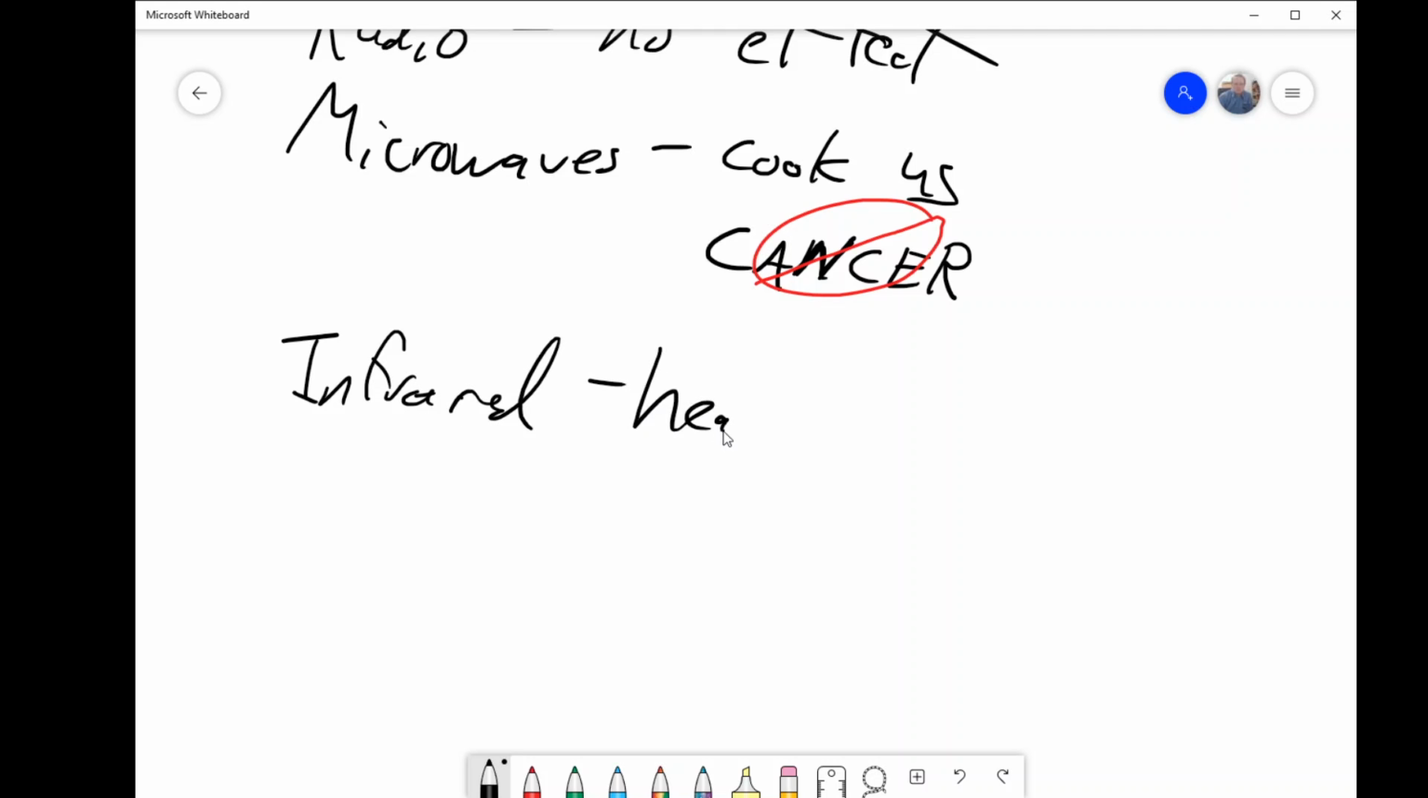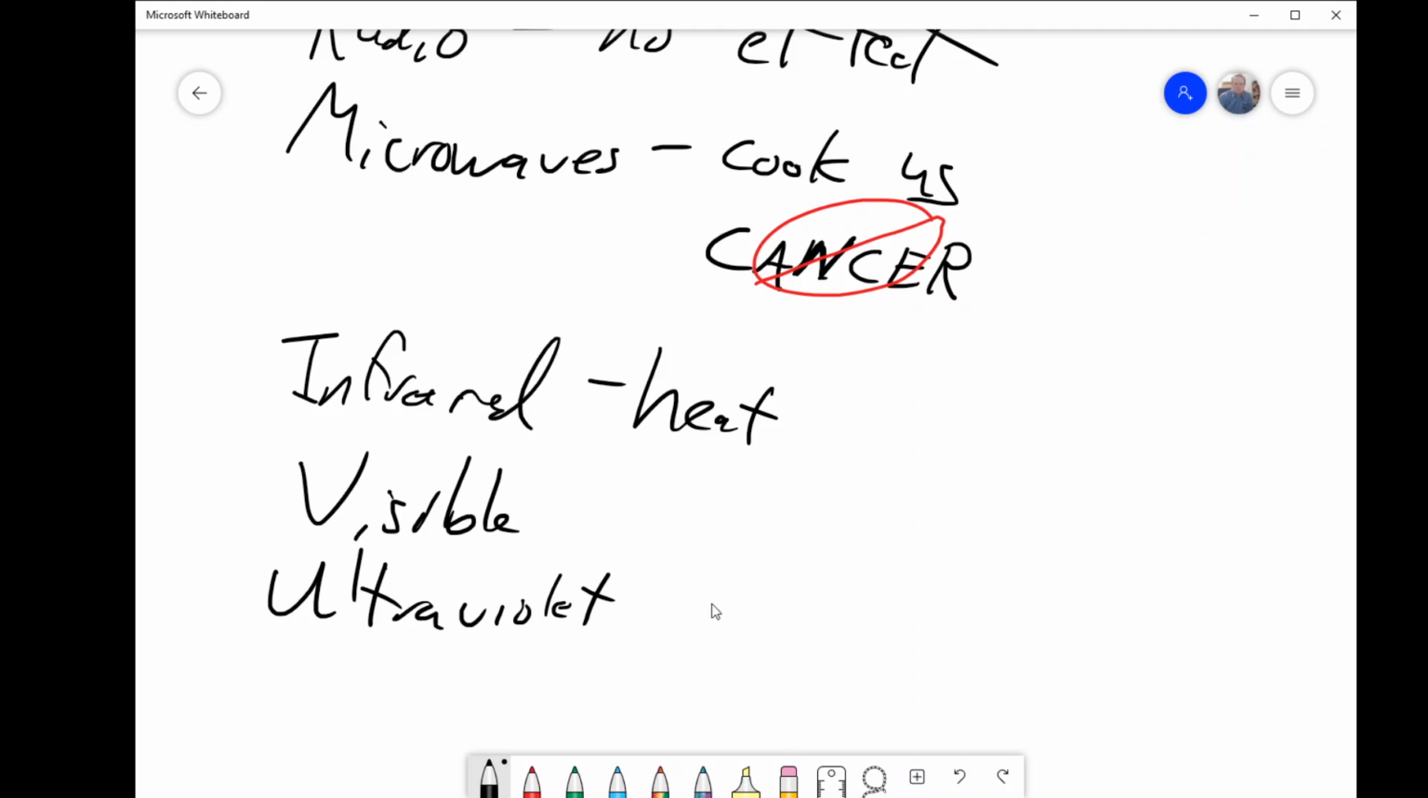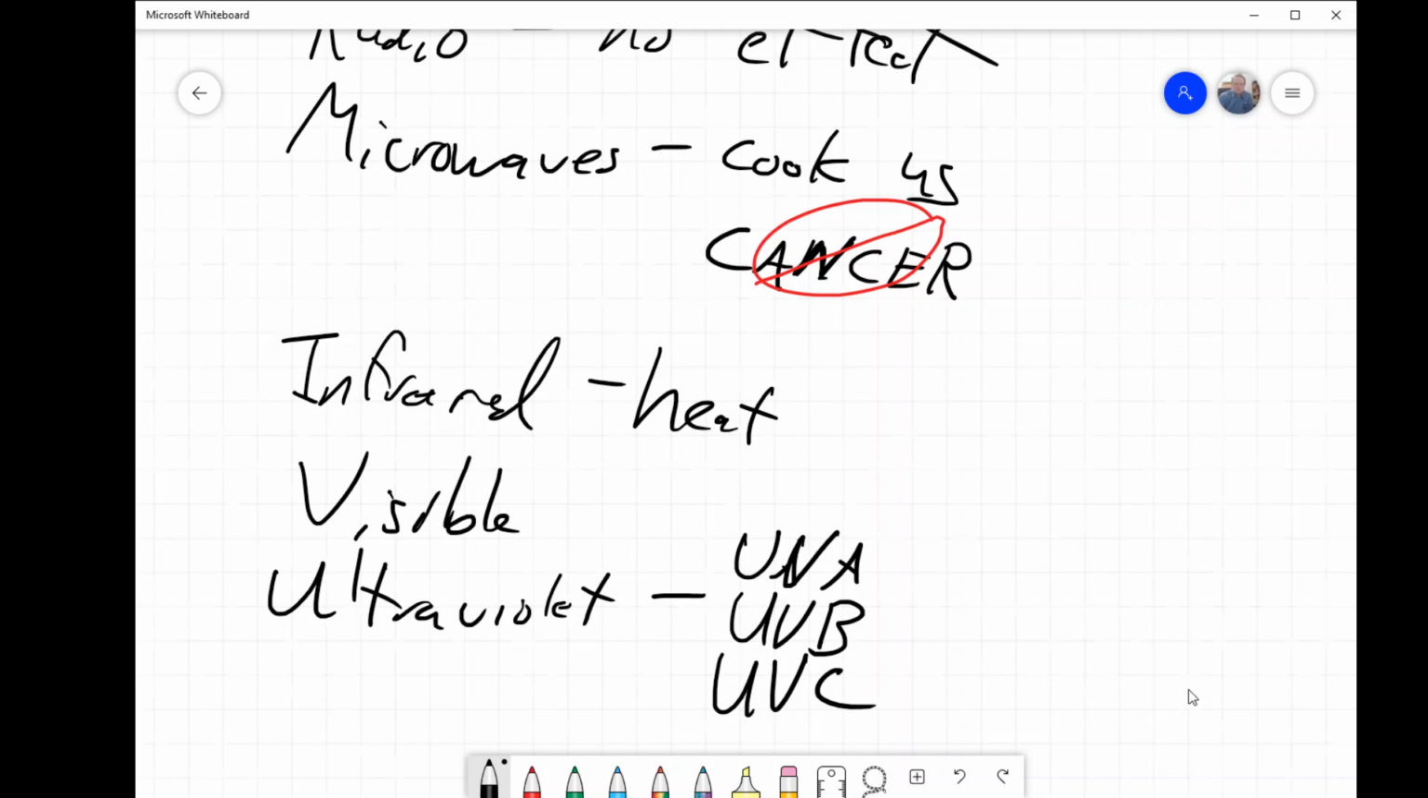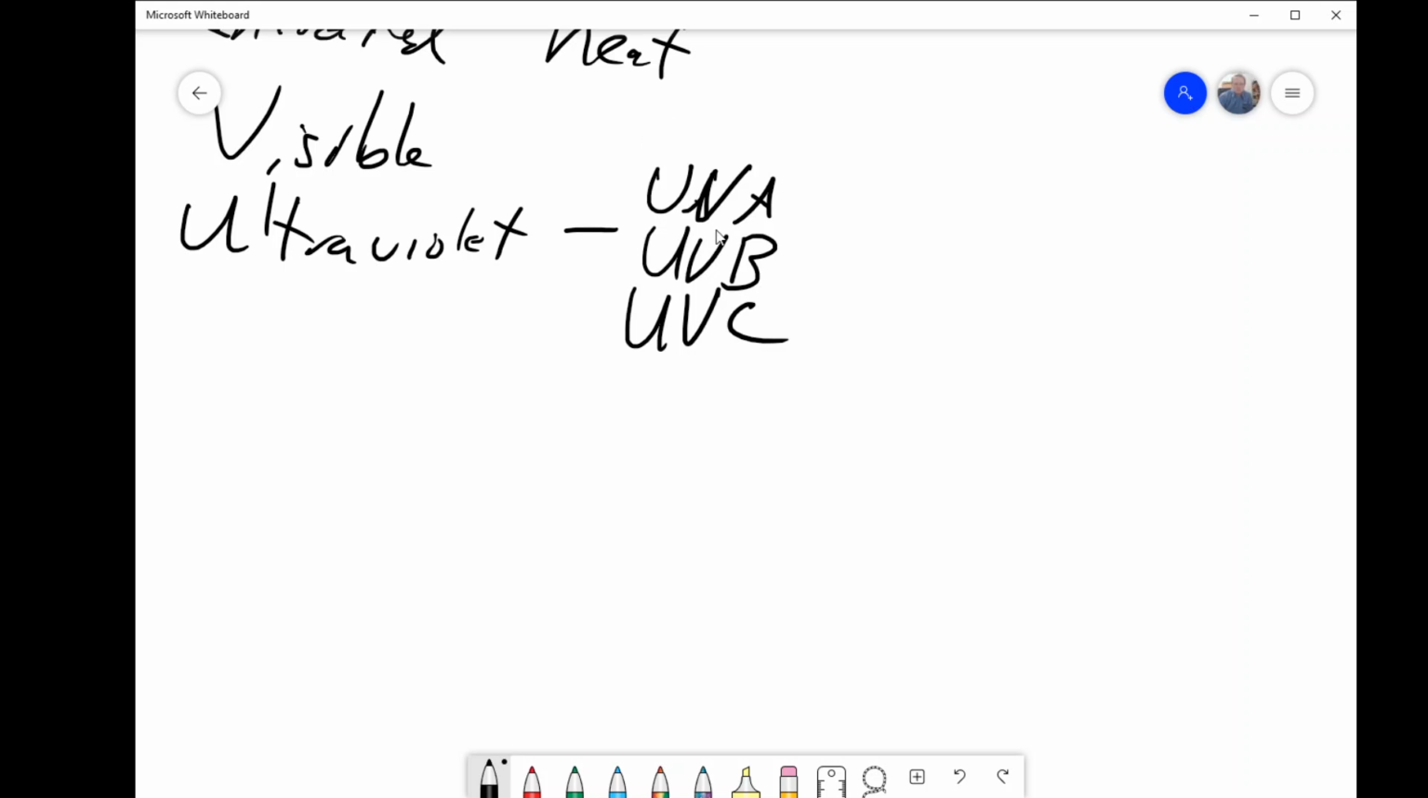Infrared is what we perceive as heat energy. And then we have the visible wavelengths. Ultraviolet rays actually fall into three categories. UVA being the lowest energy, UVC being the highest. So these come from the sun. UVA has energies too low to cause cancer. So that's not a concern with UVA, but with UVB and C, cancer is a risk.